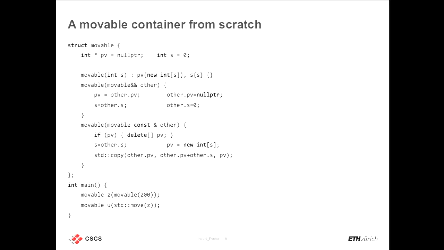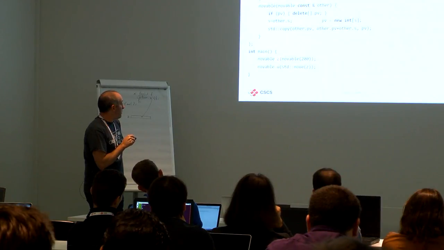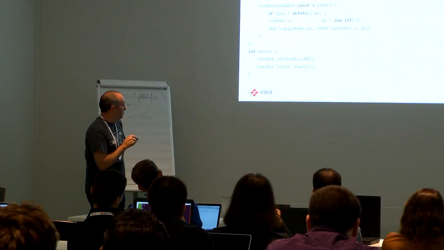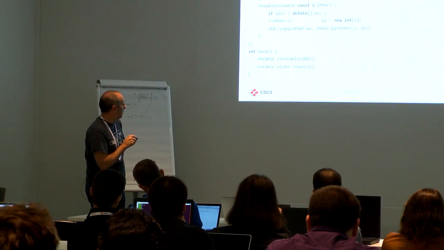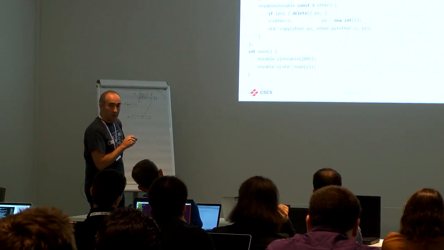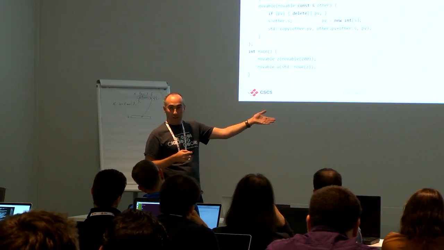So in my main, I can do a movable z, and I create on the fly this movable of 200, which creates a movable object of size 200, and then I initialize this with z. This will go to the move constructor. So the move will take the pointer and the size of the newly created object and steal that information and set the other guy to 0.